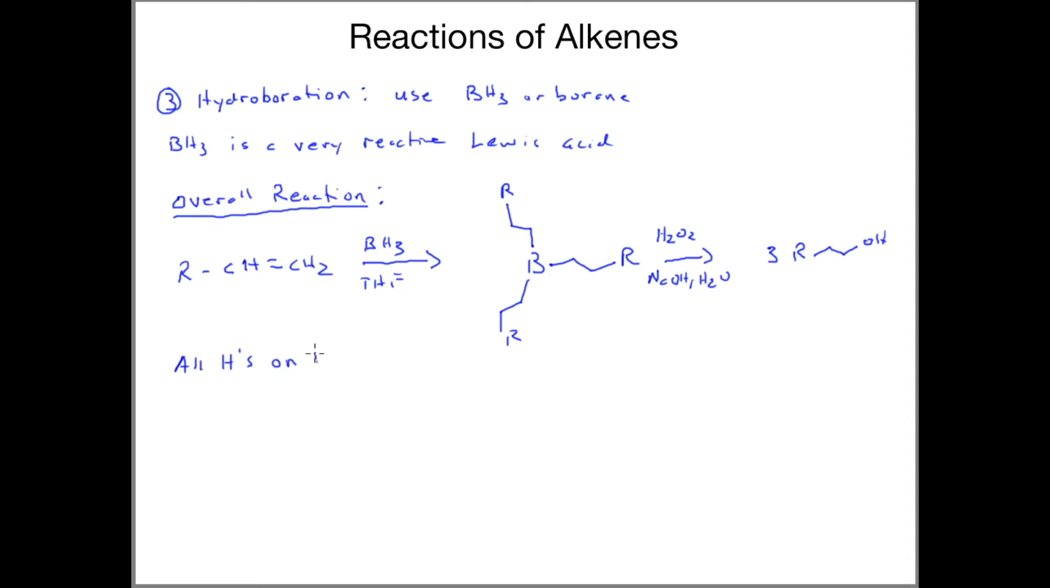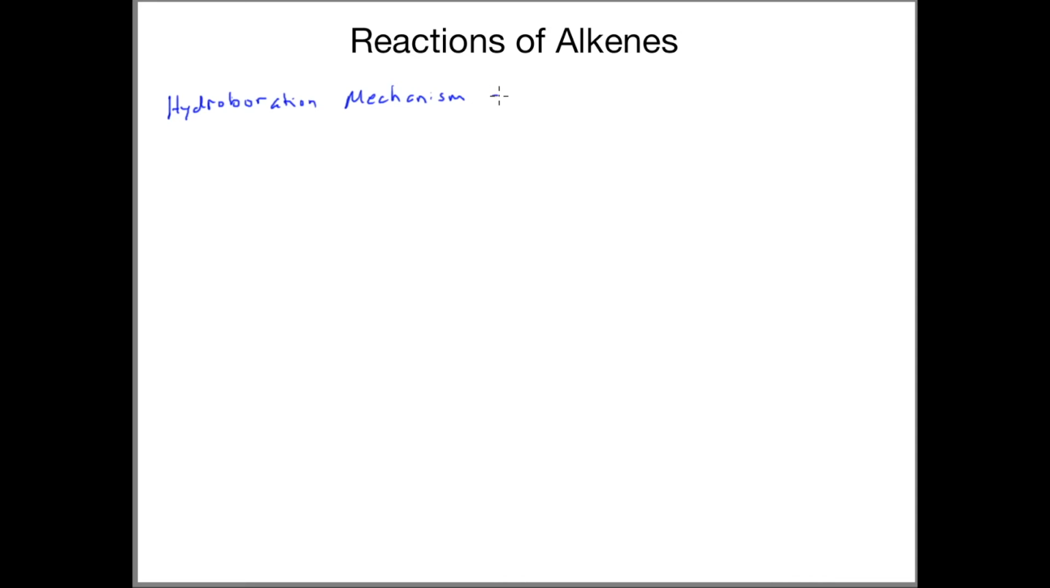And so it's important to note here that BH3 is going to react in such a way that all the hydrogens on BH3 are going to be replaced with an R group, right? So it adds once, and then it adds again to a separate alkene, and then finally adds one more time, right? So just keep that in mind. And again, this is going to be an anti-Markovnikov reaction. So we're going to put the OH on the least substituted carbon. So let's look at the mechanism and how this is going to work. And let's also explore why we get anti-Markovnikov addition.